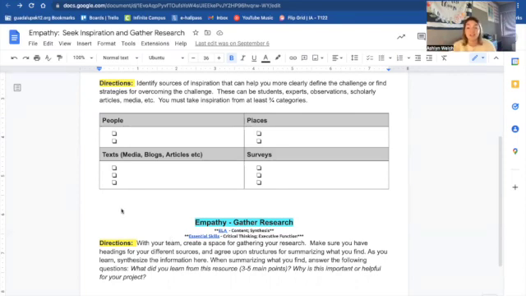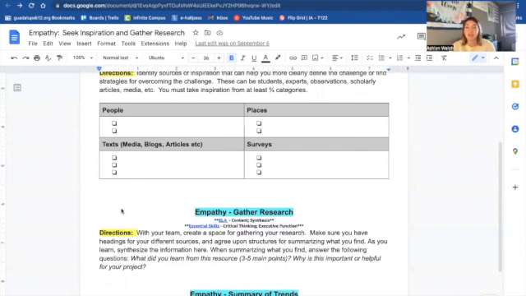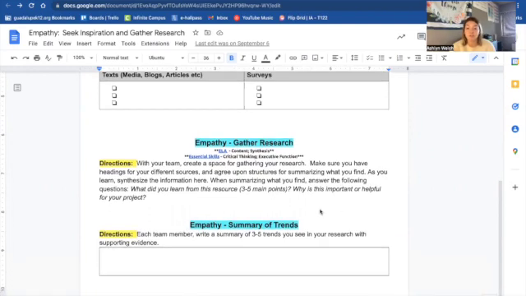And then lastly, surveys. Is there anything that you need to create to gather information? Do you need to create a survey to get ideas? Do you need to create a survey to get results about progress? Right? Things like that. Think of as many as you can. And then you're going to start to gather this research, okay?